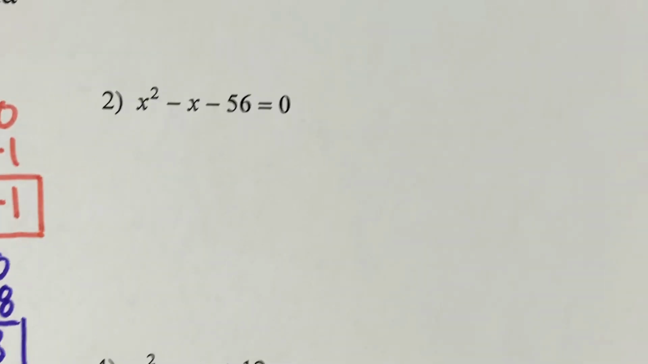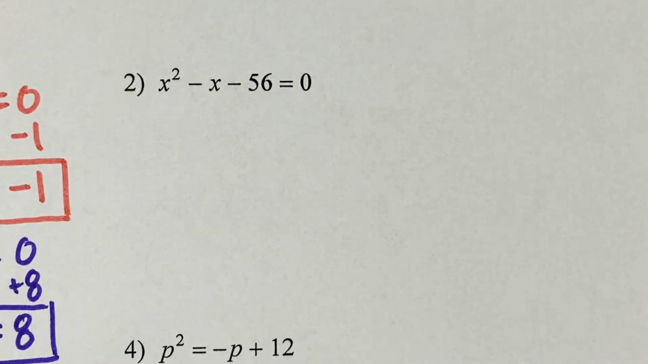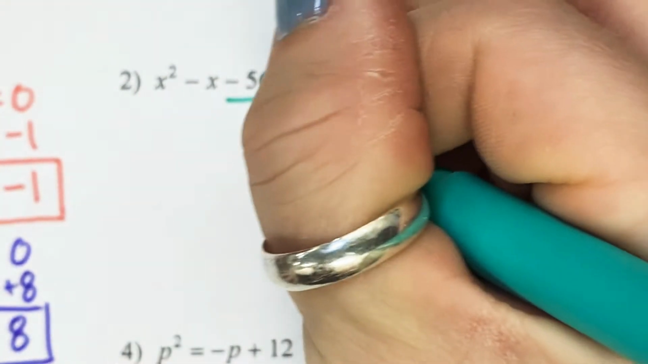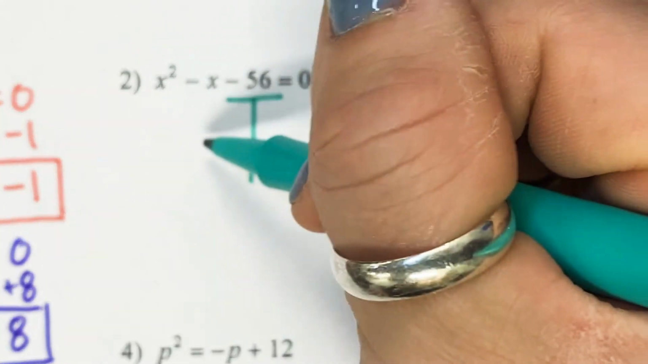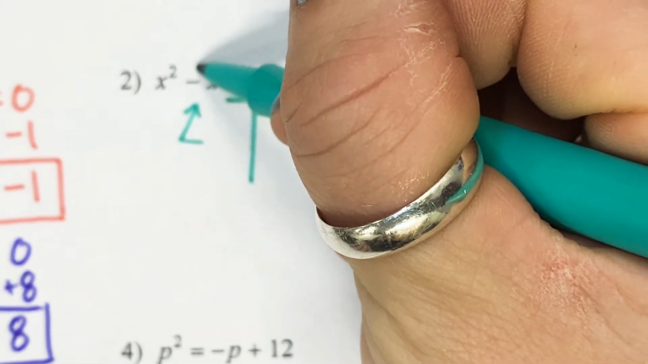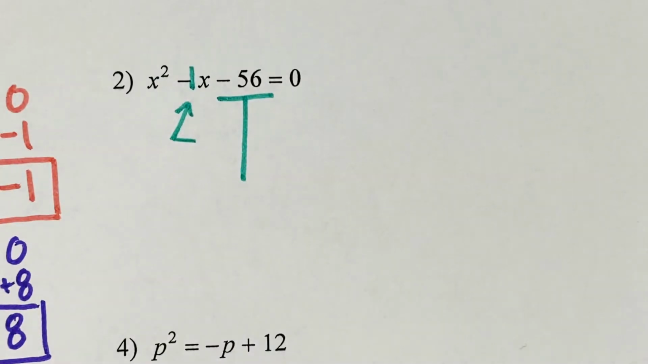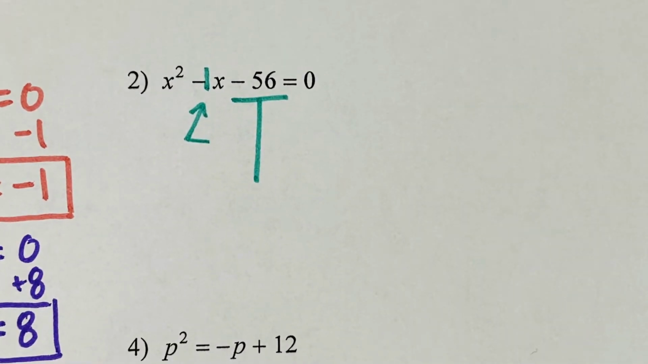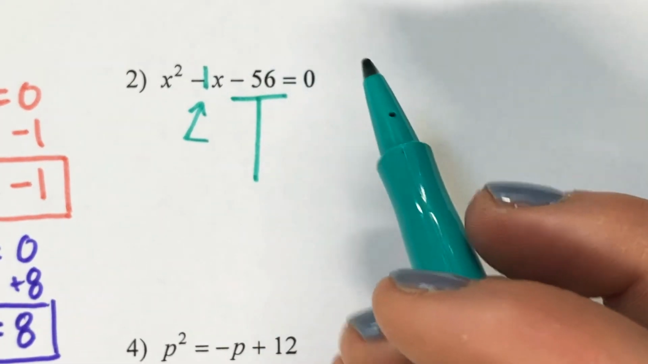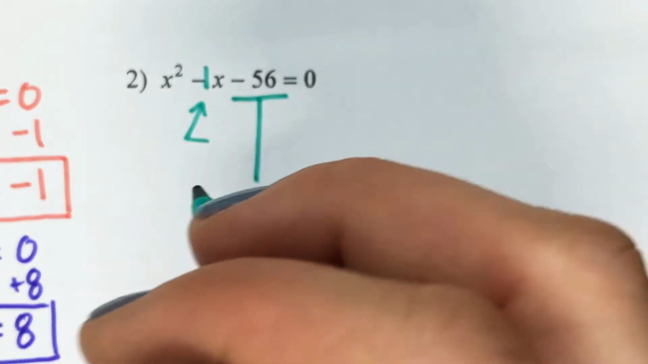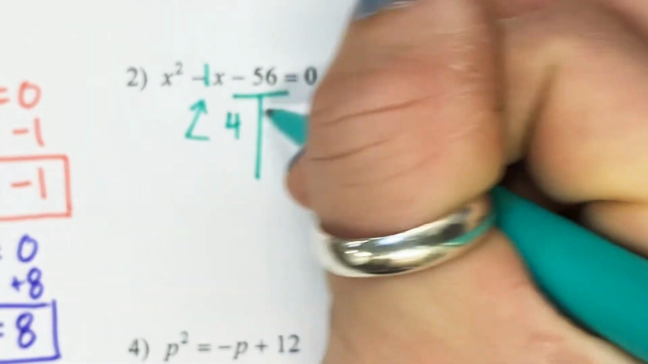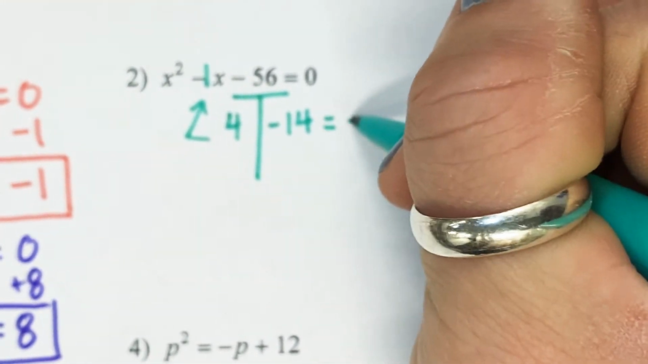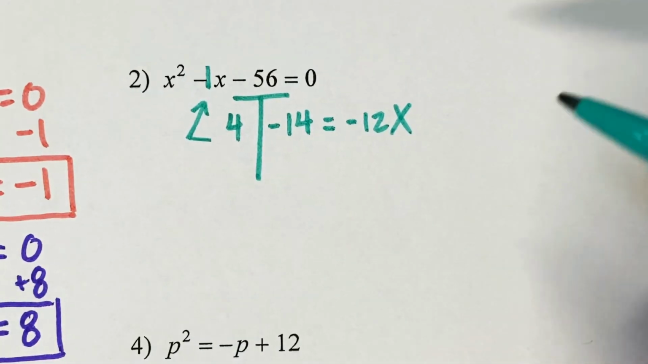Okay, let's look at number 2. So we got to look at our last number first. It's going to be -56. So I need two numbers that are going to multiply to give me a -56, but add to give me a -1. Remember, that's a -1 there. Okay, well, I know that 1 times 56 is probably not going to give me 1. Maybe, let's see, 56, can 4 go into 56? 56 divided by 4. Okay, maybe 4 and -14, that's going to give me -12, so that's definitely not it.